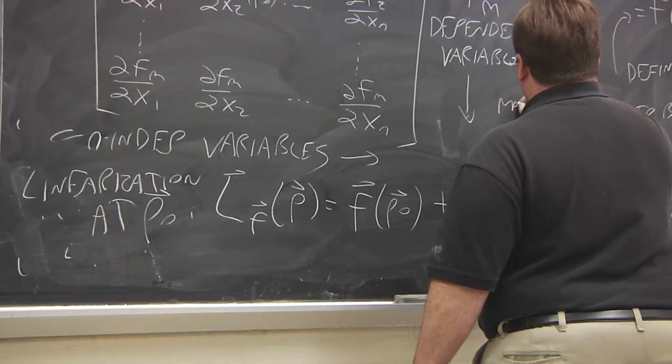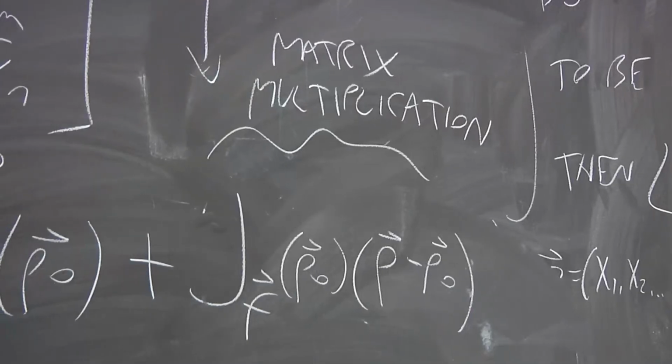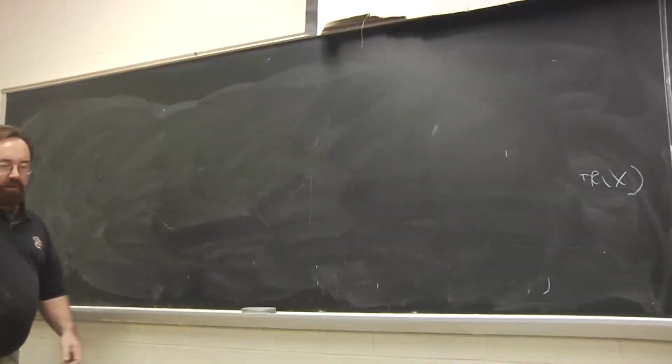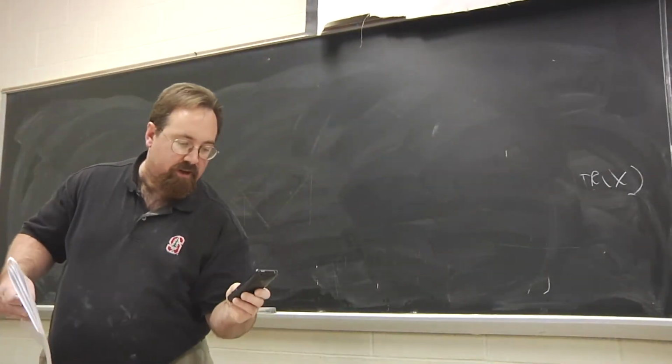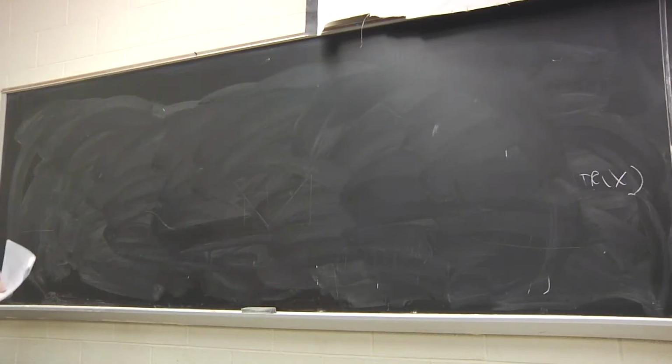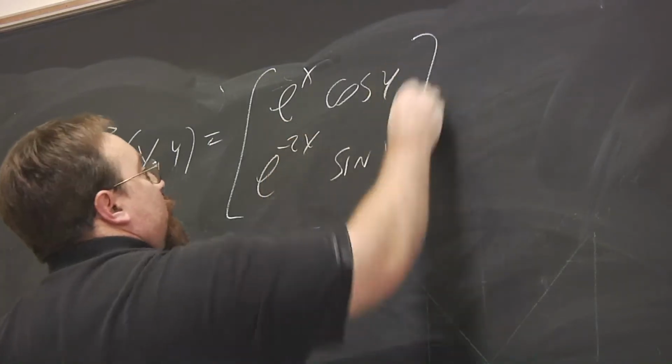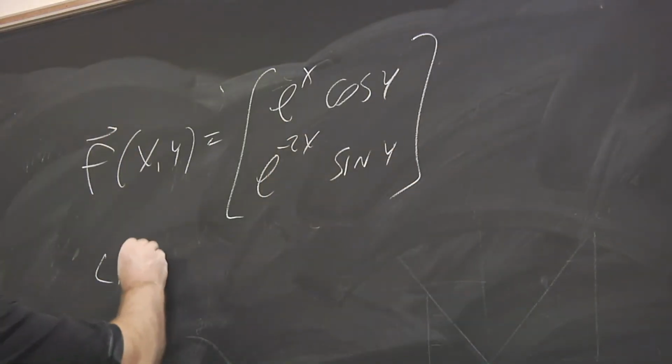But this is matrix multiplication. I'm going to quickly describe, in terms you're more familiar with, what's really going on here. Through an example, we'll take a function of two independent variables going in, two dependent variables coming out: e to the x cosine y, e to the minus 2x sine y. And we want to linearize around this point.